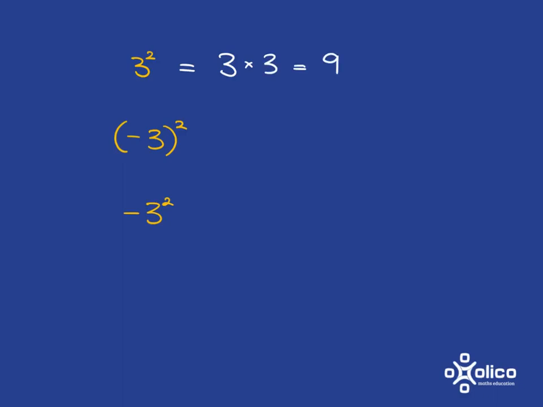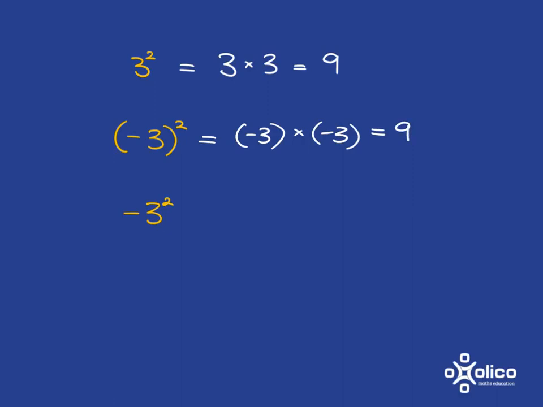The answer is 9. Now, if we take negative 3, this whole thing in brackets is being squared, then all it is that you've got that whole thing multiplied by itself. And we know a negative times a negative gives us a positive, and of course 3 times 3 is 9, so this is also just 9.